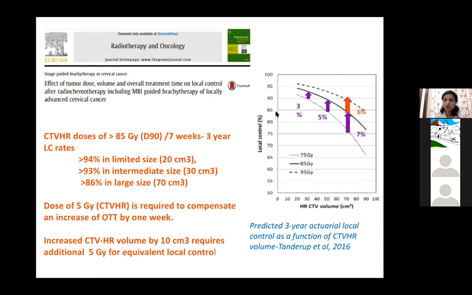So if you increase the doses further in these large tumors to between 90 to 95 gray, you have an excellent increase in local control to the tune of 13%, which is even better than what we have achieved with the best of trials using chemoradiation. Also, what we learn is that for every increase in the overall treatment time by 1 week, a dose of 5 gray in brachytherapy is required to compensate for this increase in overall treatment time. And also, as your HRCTV volume increases by 10 cc, it requires an additional 5 gray to get an equivalent local control.